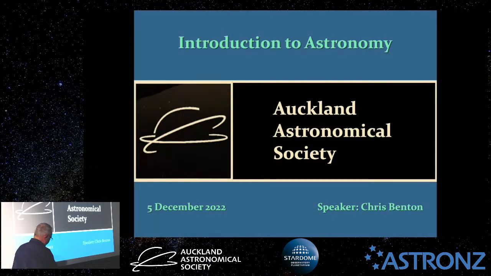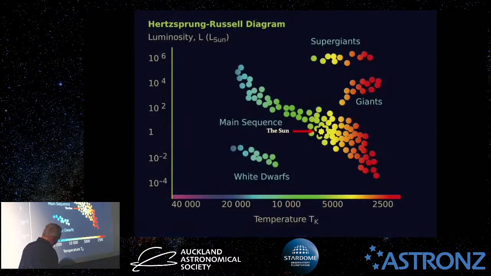Okay guys, so let's get underway. So this is probably familiar to a lot of you. It's the Hertzsprung-Russell diagram, and it's an important and a very powerful tool that astronomers use to plot stars.